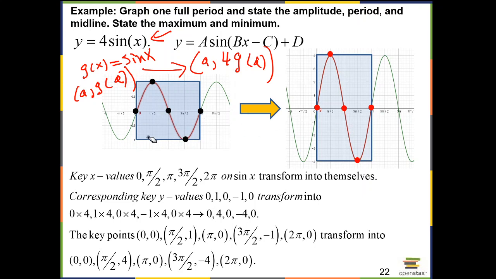Well, the x values don't change: 0, pi over 2, pi, 3 pi over 2, 2 pi. Y coordinates are multiplied by 4. Multiply by 4, multiply by 4, multiply by 4, multiply by 4. So these are our new points. We just put them there and we have a graph. Notice that we didn't need the rectangles anymore in this method, because all you need is the points, and you have to know the shape of the graph. And you know the shape is a hill and a valley, and you have the graph.